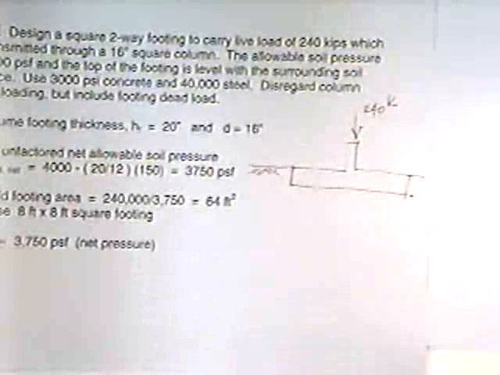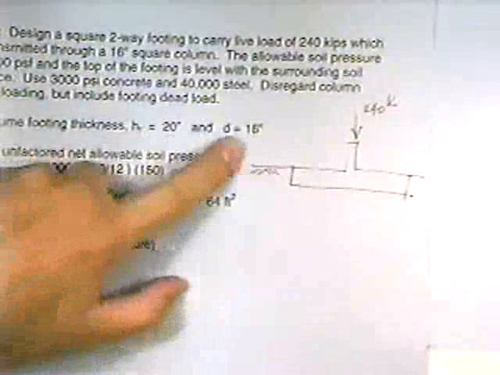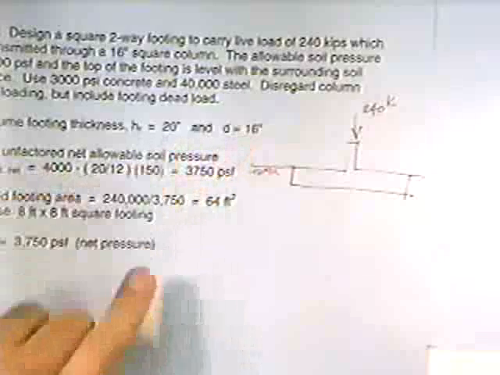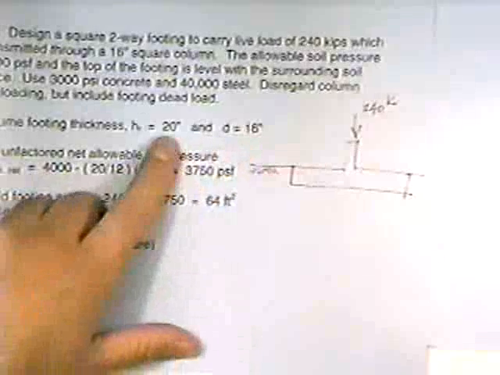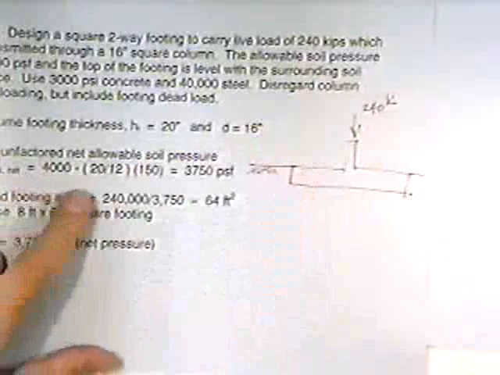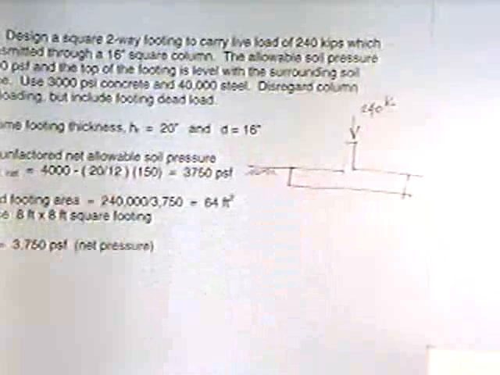You know, where does this number come from? Well, we know one thing. It has to be greater than 12 inches. Okay, so let's just say it's 20 for now. And when it's 20, D turns out to be, say, 16. Okay? Based on a 20-inch deep footing, well, what's the allowable net soil pressure then?